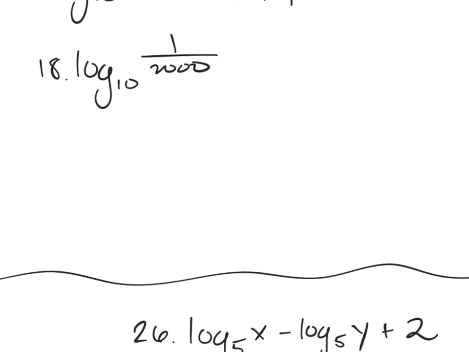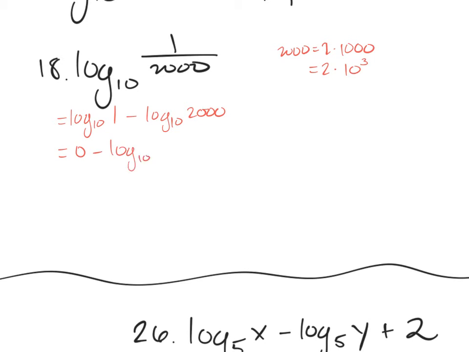For 18, we want to find the value of log base 10 of 1 over 2,000. So we're going to use the second law of logs to split up our log into log base 10 of 1 minus log base 10 of 2,000. 2,000 is equal to 2 times 1,000. And 1,000 is the same thing as 10 cubed. So log base 10 of 1 is 0 minus log base 10 of 2 times 10 cubed.